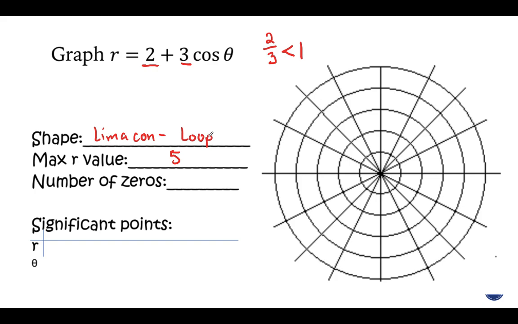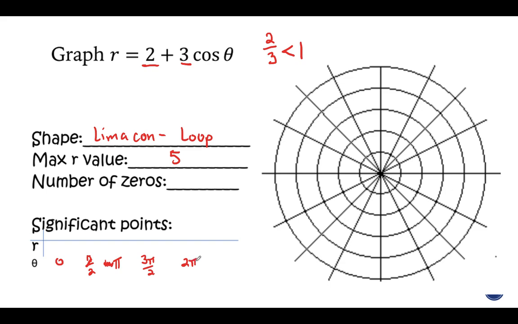Then let's talk about how we graph this, and it's actually pretty simple. We're going to plot some key points. For all limacons, any equation in this format, we're going to use the same 5 points. We are always going to work with angles of 0, pi over 2, pi, 3 pi over 2, and 2 pi.